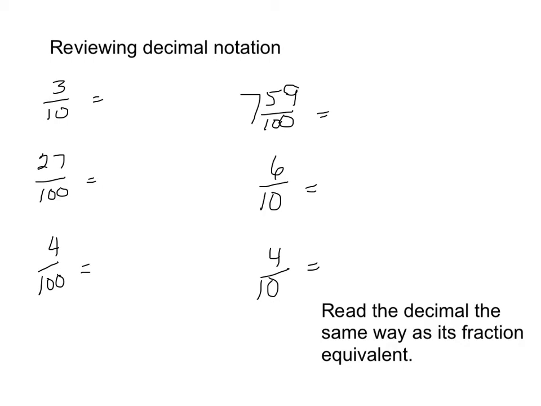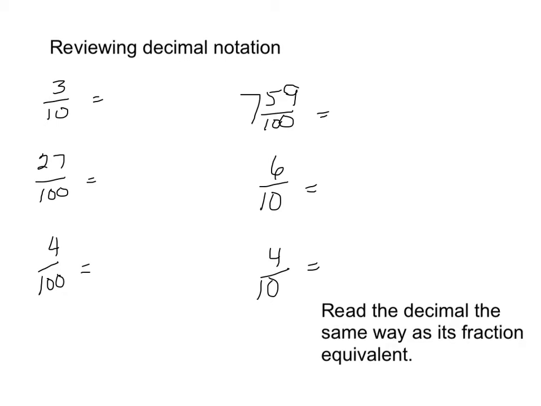Here again, I'm going to give you some fractions, and you need to talk them through as a decimal with your partner. So we have 3/10, 27/100ths, 4/100ths, 7 and 59/100ths, 6/10, 4/10. My reminder to you is that you read the decimal the same way as its fraction equivalent. Go ahead and turn and talk about how to write these fractions as a decimal.